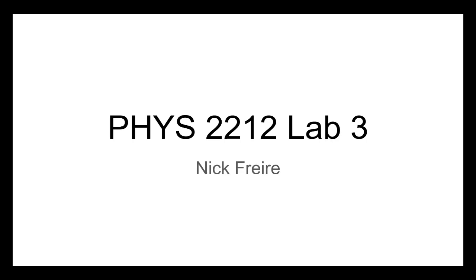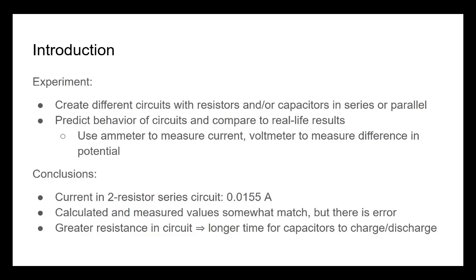Hi everyone, this is Nick Fryer, and today we're talking about Physics 2 Lab 3, which has to do with circuits. So just as a quick introduction, our experiment consisted of a bunch of different types of circuits with resistors and/or capacitors that were either in series or in parallel. And the idea is to predict the behavior of the circuits and compare that to the real life results that we measured using ammeters for current and voltmeters to measure potential differences.